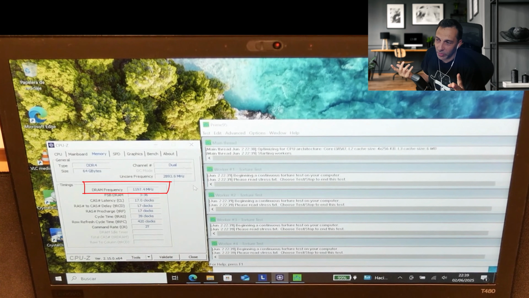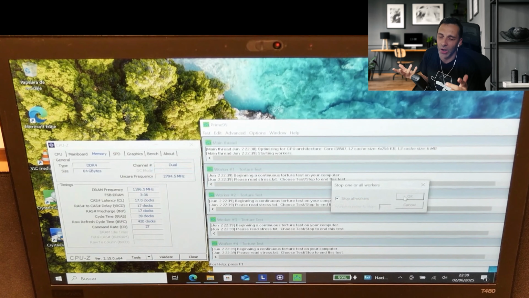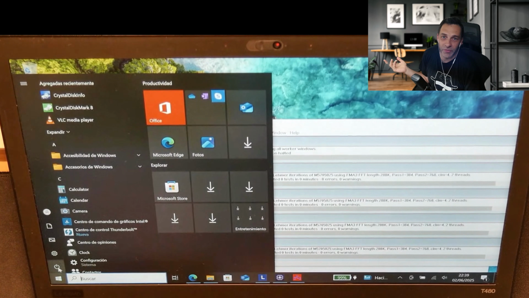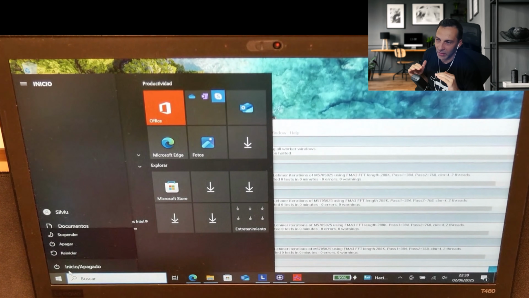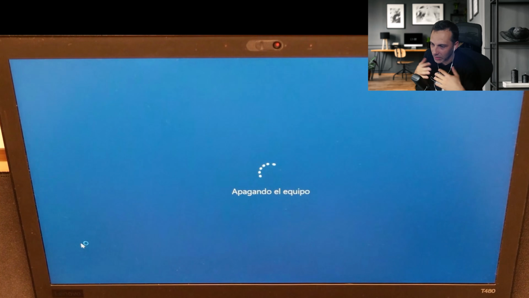Now, why is that? Because you need to multiply that by 2 in order to get the actual speed of the RAM right now, which is 2400 megahertz. Man, I'm really struggling with the numbers in English. I need to translate it real time from Spanish to English, so it's a little bit difficult. Sorry about that. Yeah, and if I stop the Prime 95, as you can see, they're idling down, and I think it's a normal behavior, right?